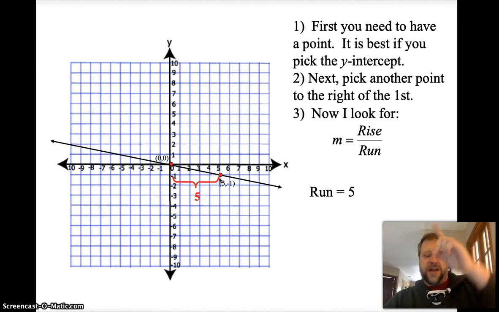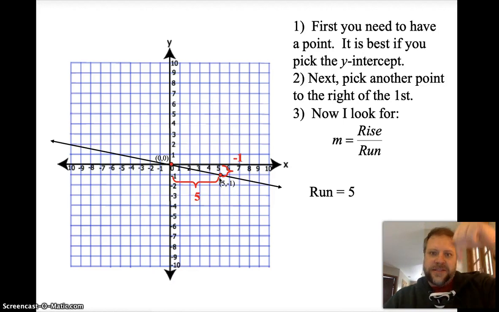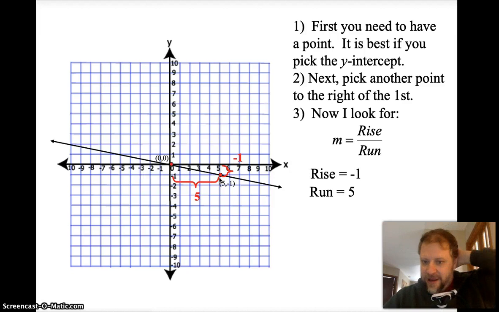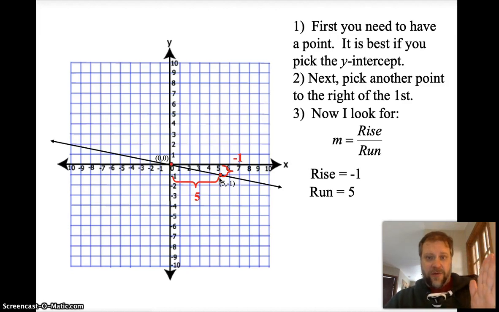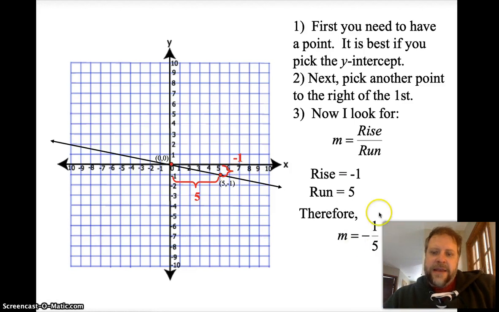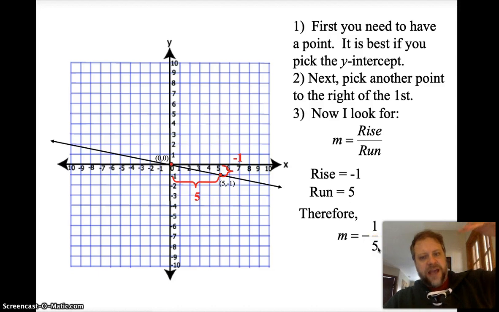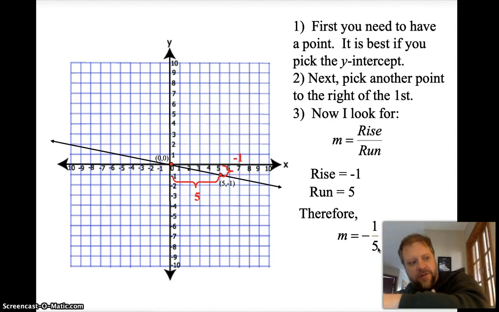Wait a minute. It doesn't go up. It goes down. But I have to express it in terms of it going up. So how do I tell it to go up but actually go down? Well, I tell it to go up negative 1, or to go down 1. So in this case, it's going to go down 1. Negative 1 is the rise. So the rise is negative 1. The run is 5. So when I put those together, I get a negative fraction, negative 1/5. It's going to go down by 1/5 every time.